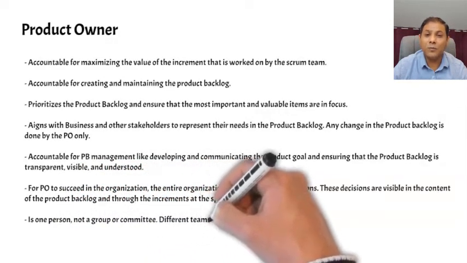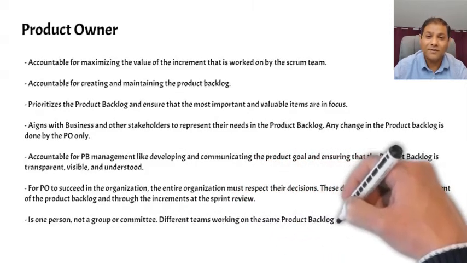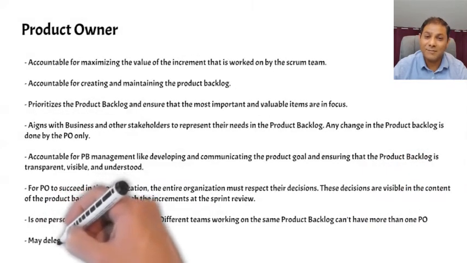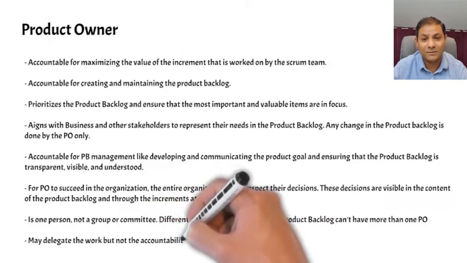Product owner is only one person rather than a committee or a group. One product backlog means one product owner. It doesn't matter if there are several Scrum teams working on the same product backlog.